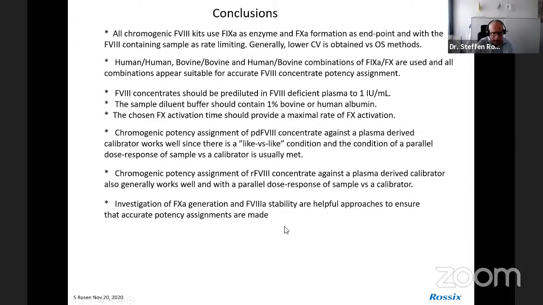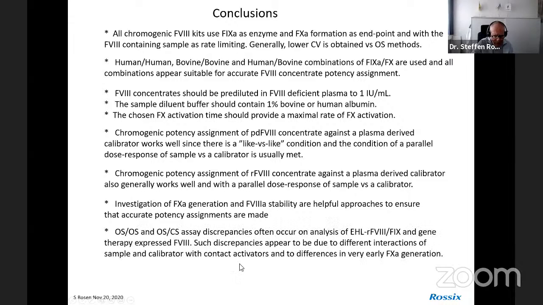Investigation of 10A generation and of factor VIII stability are very helpful approaches and tools to ensure that accurate potency assignments are made, and to really see that the like versus like conditions are prevailing. Discrepancies often occur on analysis of extended half-life factor VIII, factor IX, as well as gene therapy expressed factor VIII as well as factor IX.